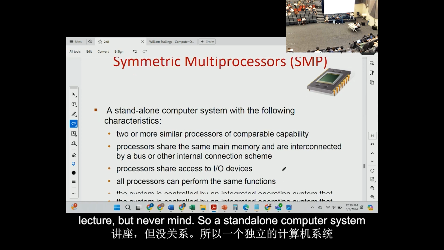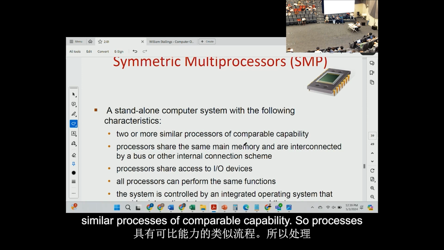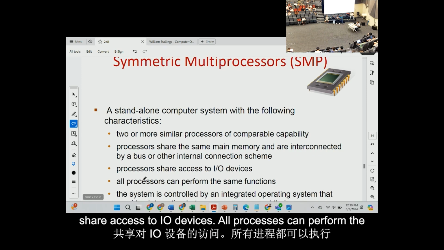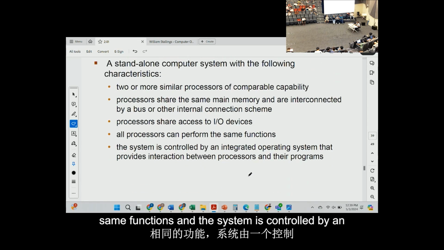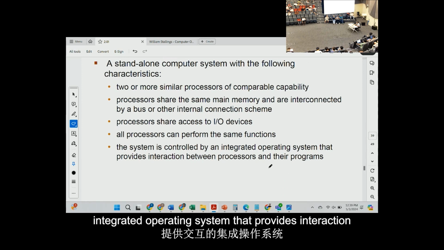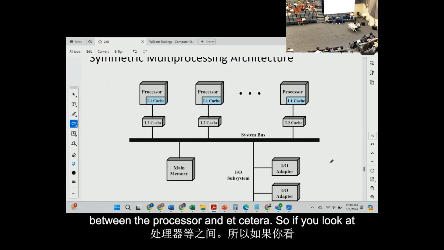So a symmetric multiprocessor is a standalone computer system with the following characteristics. There are two or more similar processors of comparable capability. The processors share access to I/O devices, or the processors can perform the same functions, and the system is controlled by an integrated operating system that provides interaction between the processors.